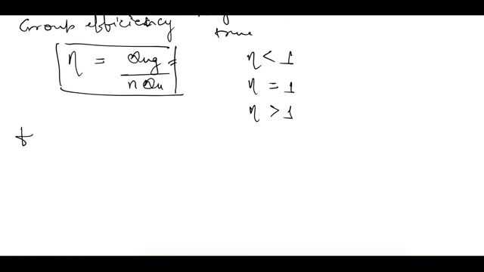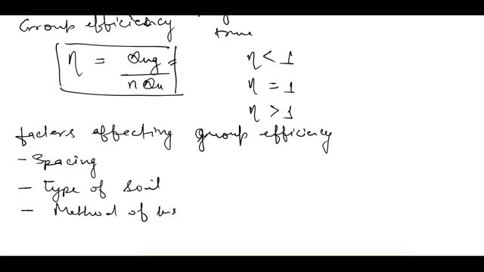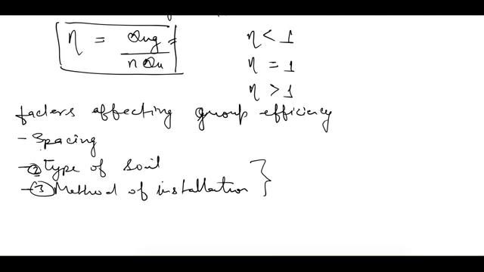So what are the factors affecting group efficiency? These factors are spacing between the piles, the type of soil, and the method of installation. The second and third reasons affect more, and the first reason can be different depending upon the type of soil and method of installation.